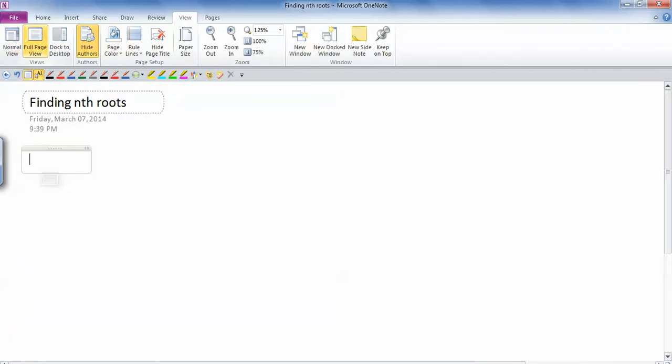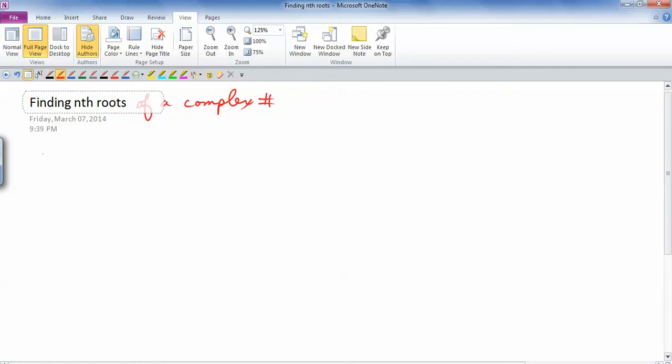Okay, so in this video, we want to try to figure out how to find nth roots of a complex number. So that's the title, finding the nth roots of a complex number.